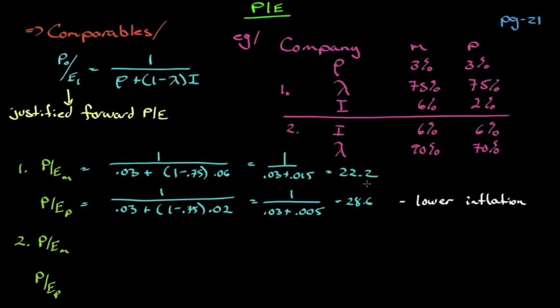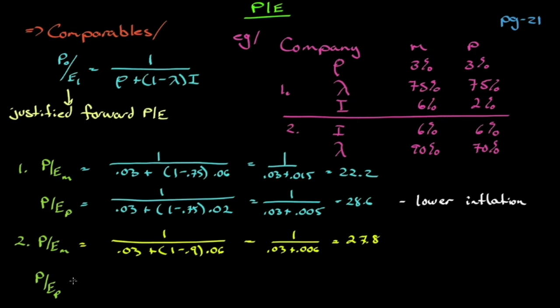All right, let's look at scenario 2 and let's see what we've done in scenario 2. Here, rather than having different inflation rates, we've kept the inflation rate the same. So they're both facing the same real required return. They're both facing the same level of inflation, but they have different abilities to pass through that inflation. Let's have a look at what happens here. The PE for M is 1 over 0.03 plus 1 minus 0.9 times 0.06. And that'll give us 1 over 0.03 plus 0.006, or 27.8.